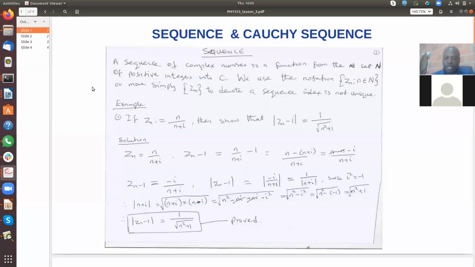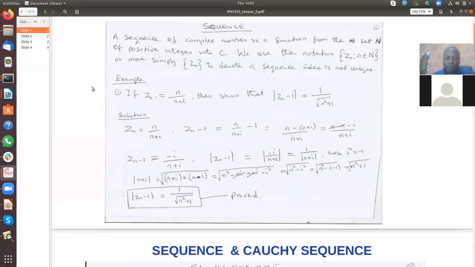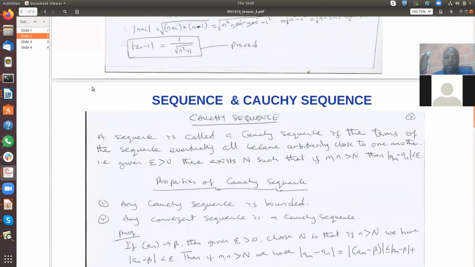So now let's move to the next thing. Now, Cauchy sequence. A sequence is called a Cauchy sequence if the terms of the sequence eventually all become arbitrarily close to one another. That is, you say a sequence is a Cauchy sequence if the terms of the sequence move close to one another.